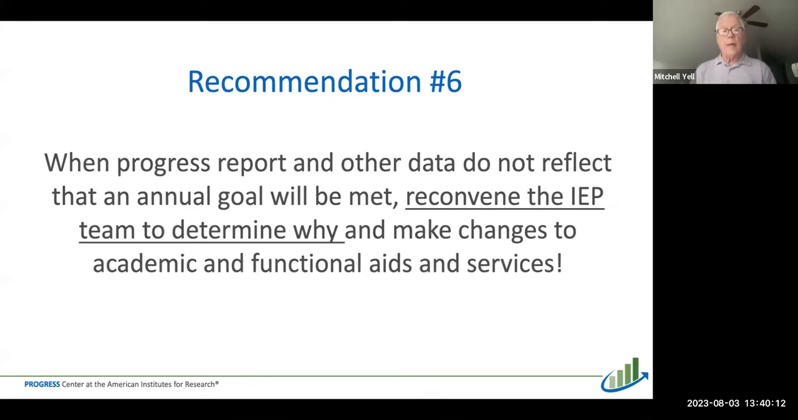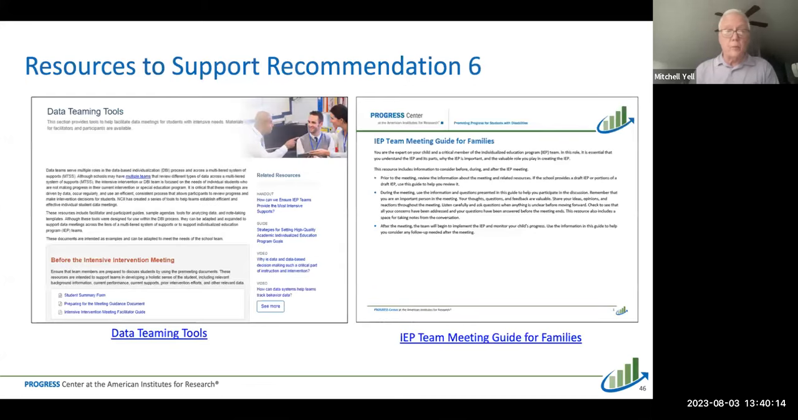Now, in the next slide, we have more recommendations, or resources, I should say, that Riley is going to put into the chat box about data teaming tools. There are some excellent resources available.